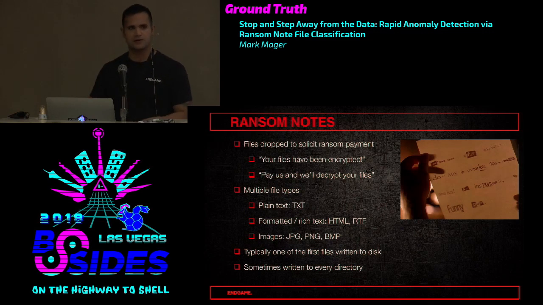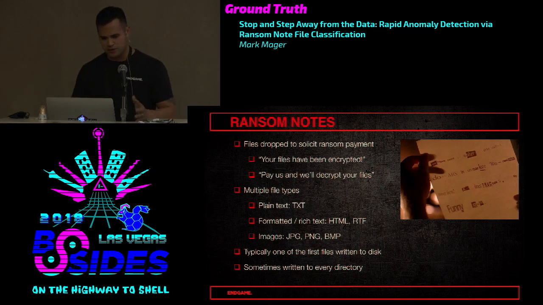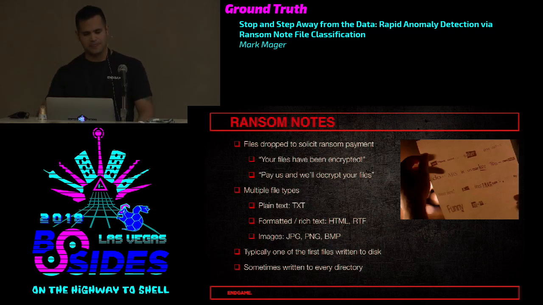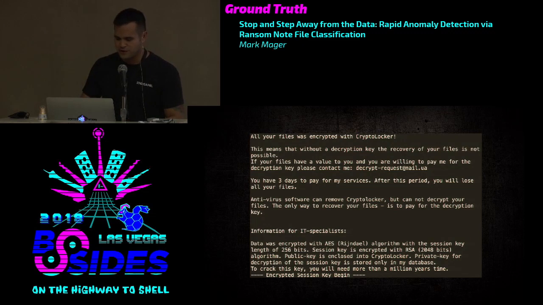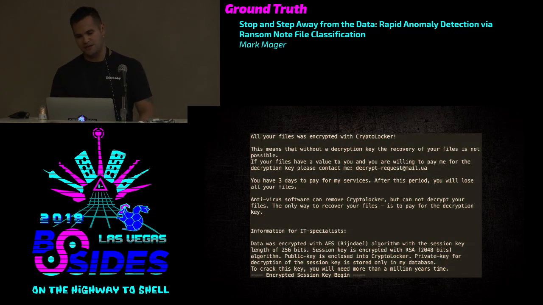Ransom notes are typically going to be one of the first files that are written to disk. That's not always the case, but it's typically what we see. And in certain ransomware families, ransom notes are going to be written to every single directory on the host. And sometimes, if not every single directory, it's just every directory that sees a file that's encrypted within it will have a ransom note as well. So essentially, they're trying to be as annoying as possible to get their point across that they really want their money.